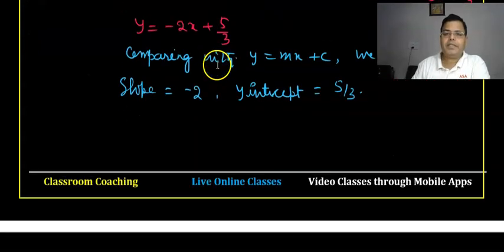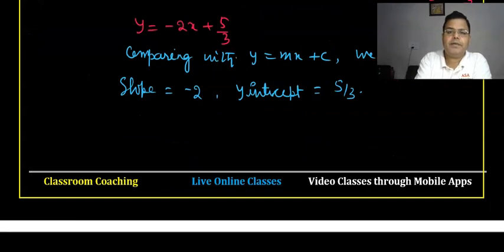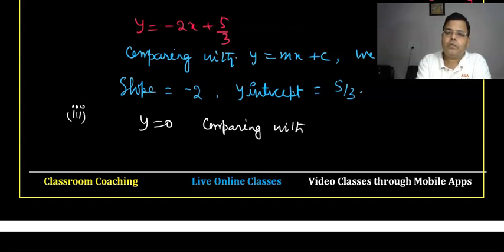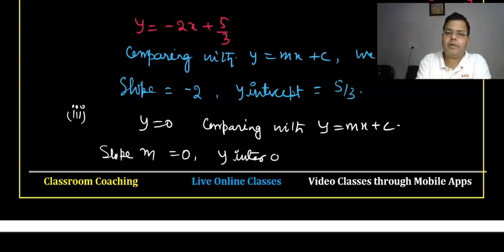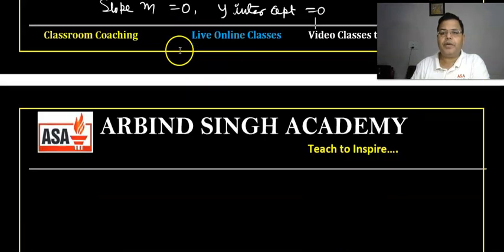Now the third equation is given here. It is given that y is equal to 0. So comparing with y is equal to mx plus c, here slope m is 0, and y-intercept is also 0. So slope is 0 and y-intercept is 0. I hope you got it.